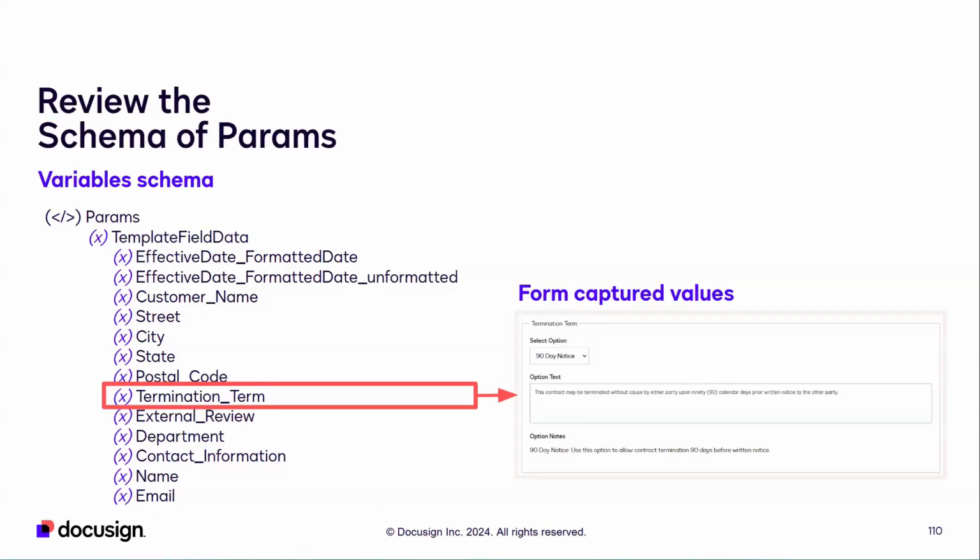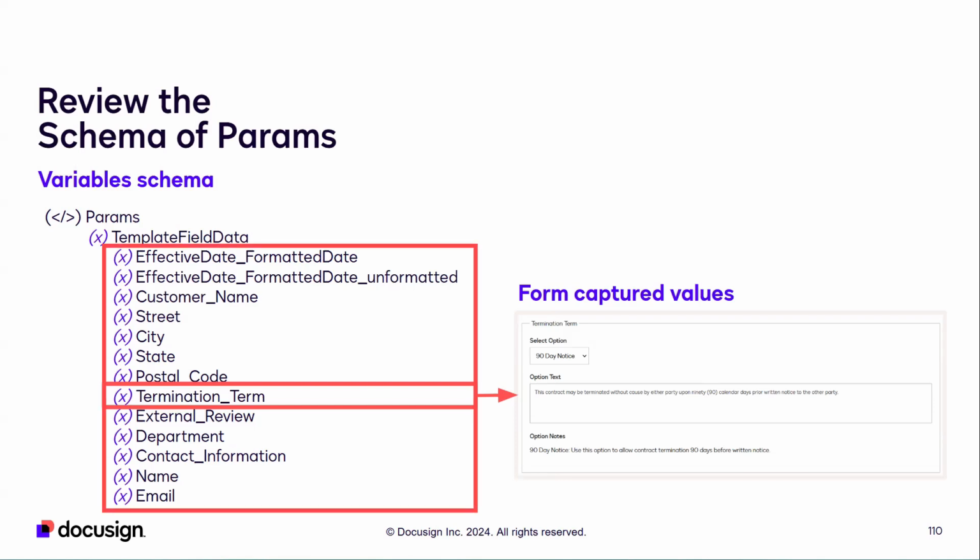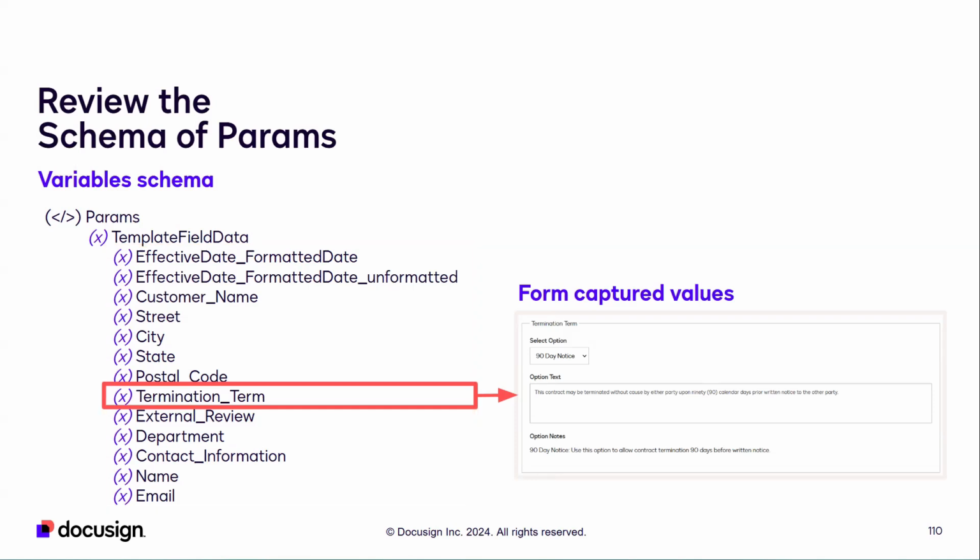Params has a structure related to the fields on your DocGen form. Schema here equals structure. Template field data, a subnode under params, holds all customer and contract data from your DocGen form. Note how your DocGen form fields sit under the template field data node in your XML.